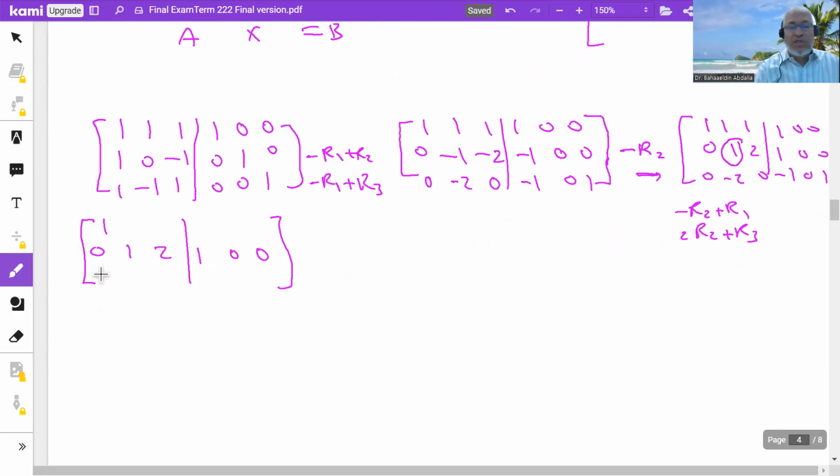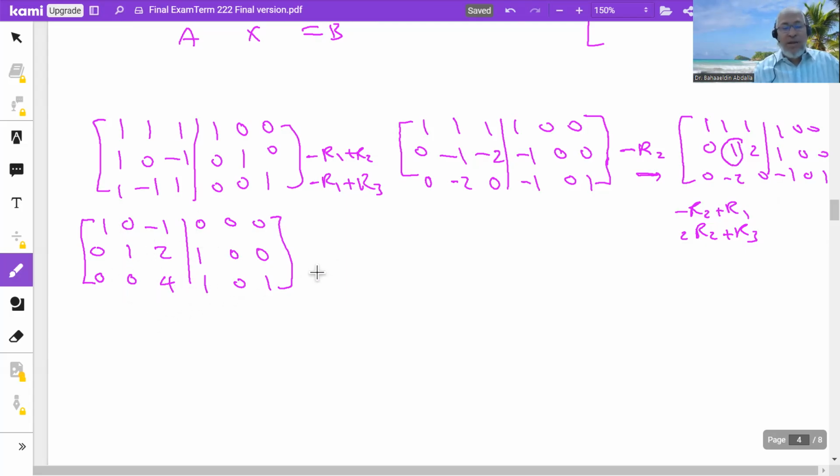This is 0, so it doesn't change anything. I have here also 2 zeros, so it will not change anything, because if I multiply 0 by a number, it will remain 0. Now -1 plus 1, that's 0. -2 plus 1, that's -1. -1 plus 1, that's 0. 2 plus -2, that's 0. 2 times 2 is 4 plus 0, that's 4. 2 times 1, 2 minus 1 is 1. Now, the second column is good.